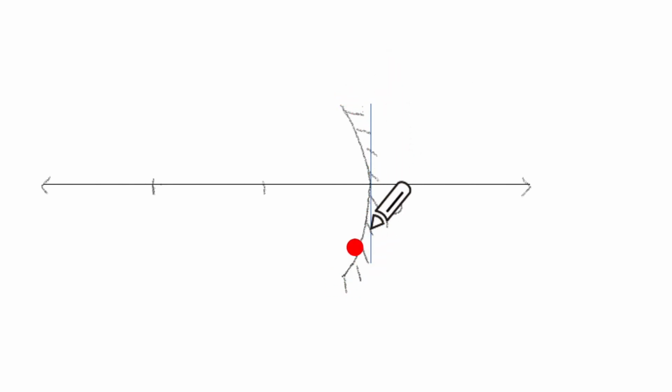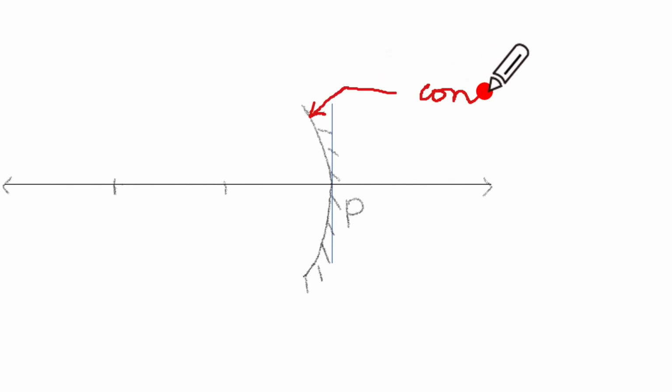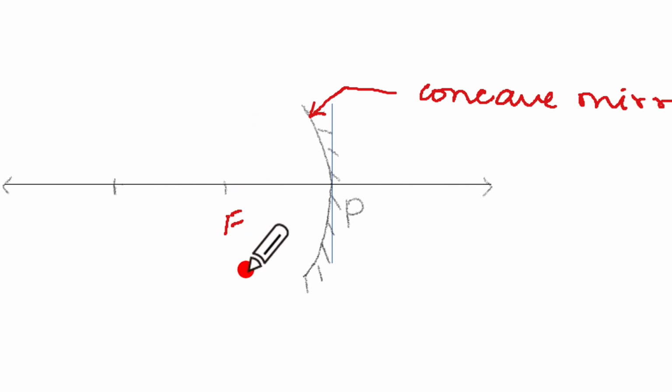Now here you will see this is the concave mirror, and this is its principal focus and this is the center of curvature. The distance between P and F and C should be equal whenever you draw the diagram. Now remember, the object is always going to be in front of the mirror. The incident ray will come from the object like so, correct?